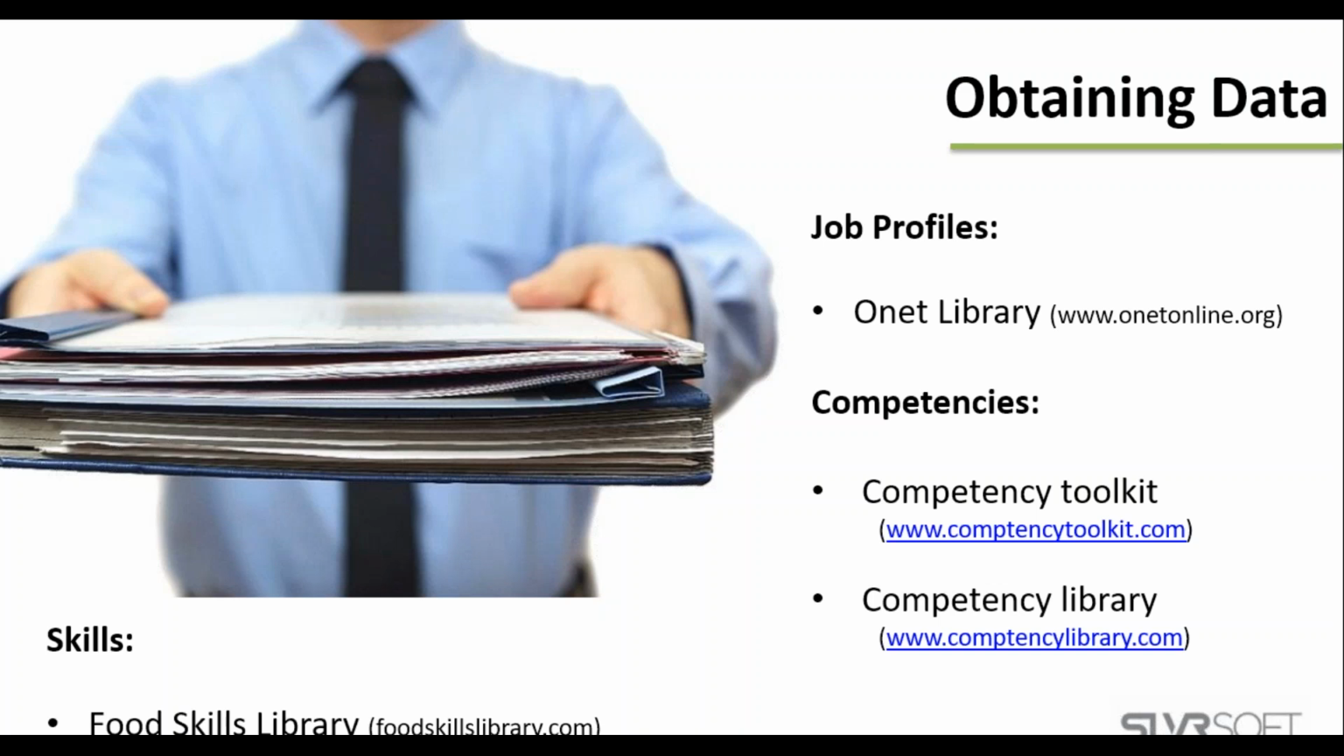So there's a fantastic thing called foodskillslibrary.com. It's also www.foodskillslibrary.com. And it gives you a list of skills, the proficiency levels per job. And it's, as I said, these are just 4 sites that I've used quite a lot.